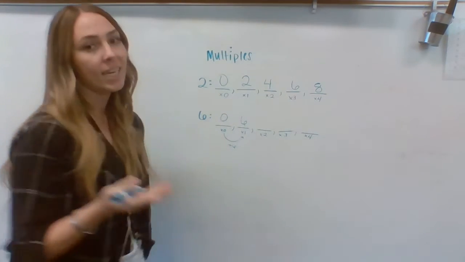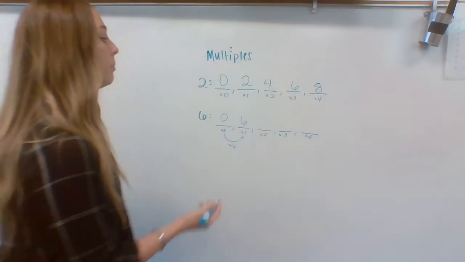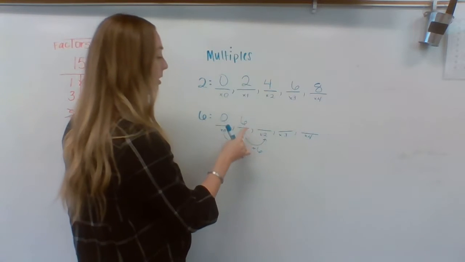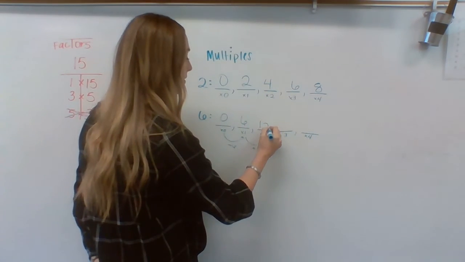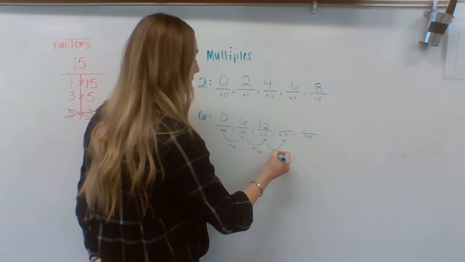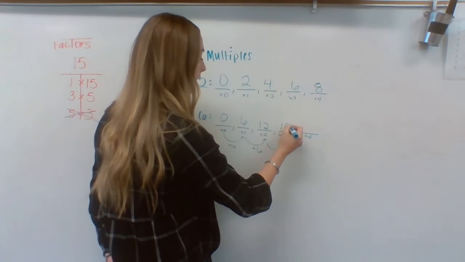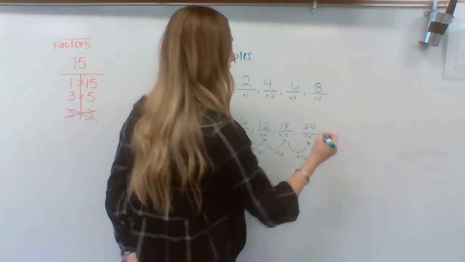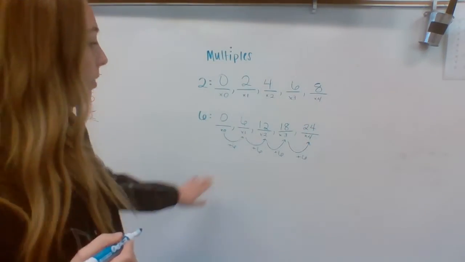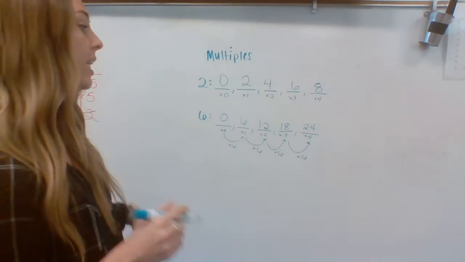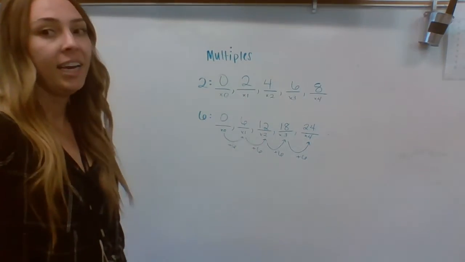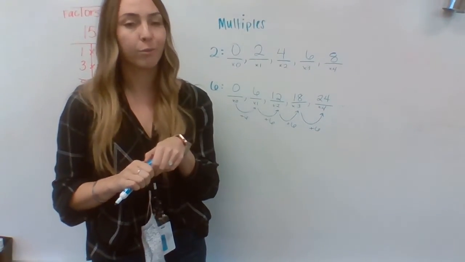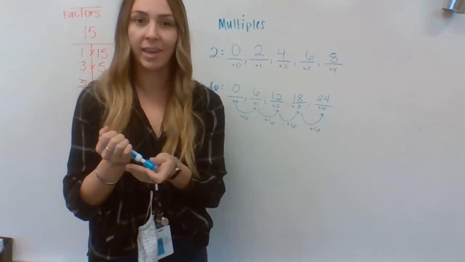What if I don't know 6 times 2? I just don't know my math facts yet. Then I can take this 6 and I can add another 6. 6 plus 6 is 12, plus 6 more, 18, plus 6 more, 24. That's a good way to get your multiples if you don't have your math facts memorized yet. And that will really come in handy if you are ever to find the multiples of a larger number, say like 13 or 14, which won't happen often, but it could happen.